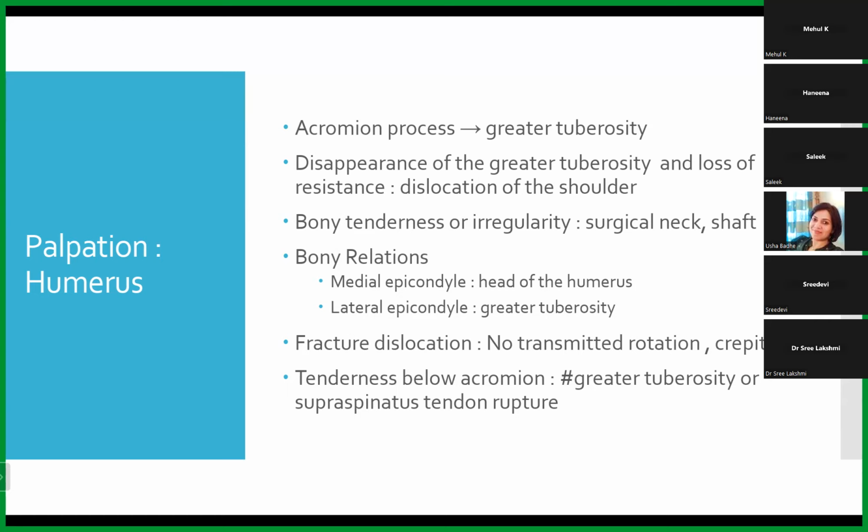And suppose we are dealing with a fracture dislocation and not purely a dislocation, what we can do is keep the patient's arm in a flexed position, and we can try rotating the arm, internally or externally. If we are suspecting dislocation, and we want to look for any added fracture superimposed on the dislocation, then look for transmitted rotation. If there is no transmitted rotation, that means there is a break in the shaft of the humerus or anywhere, or if any crepitations are elicited during the movement, that is also suggestive of this.